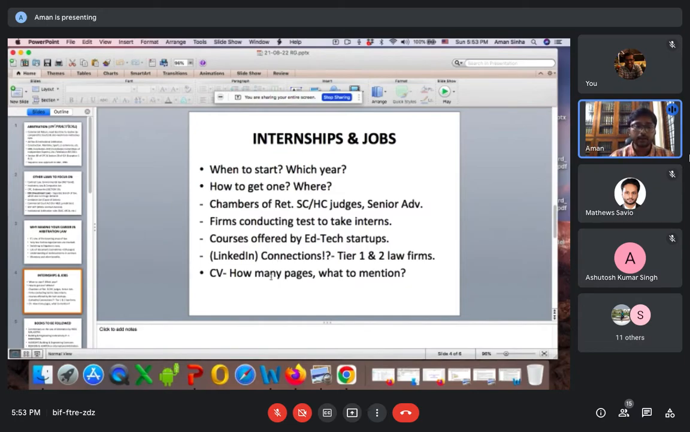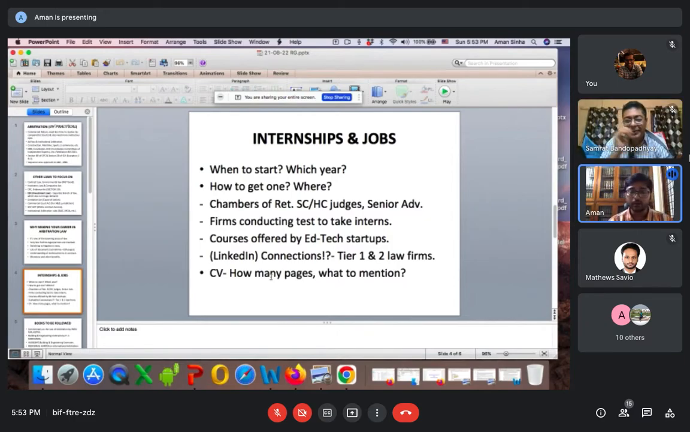And CV, like before joining this legal field, I was working as an engineer. Just one month back, I switched to the legal side. So I got exposed to many partners from many law firms. What they told me is that the CV should not be more than one page.